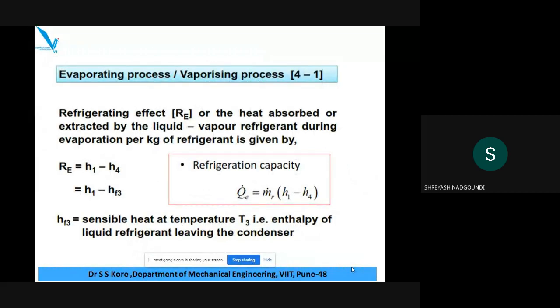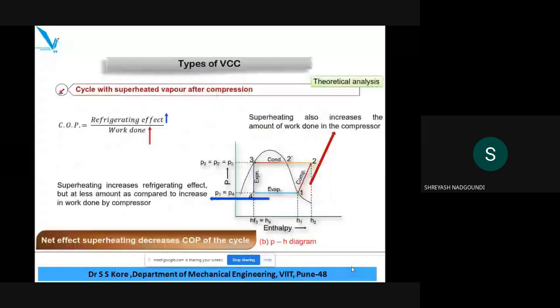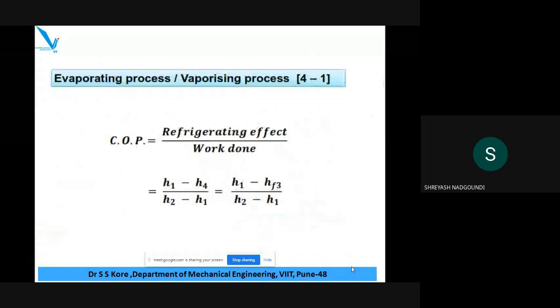So why are these problems important? Because for a 2-mark question, you may be given the change in enthalpy across the evaporator and the mass flow rate, and you have to find out the refrigerating effect. That type of 2-mark question may be asked as an easy question. Or the capacity of the refrigerating system is given, and based on that you have to find out the mass flow rate. And lastly, the COP of the cycle is H1 minus H4 divided by H2 minus H1, or H1 minus HF3 divided by H2 minus H1.